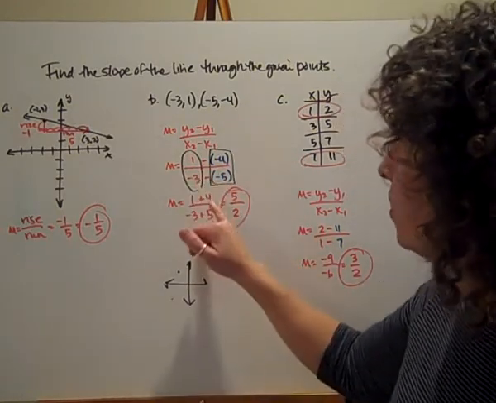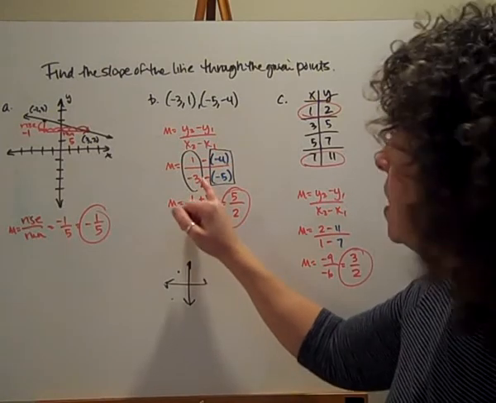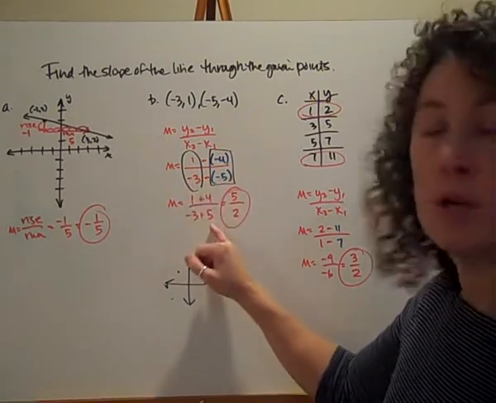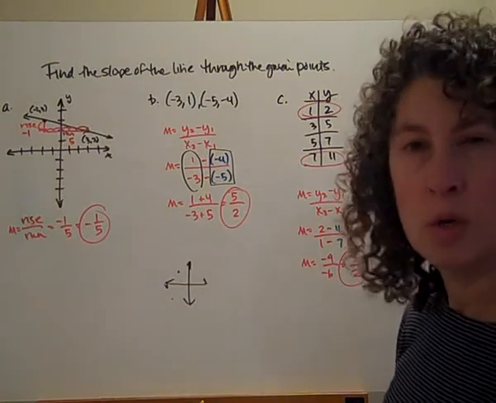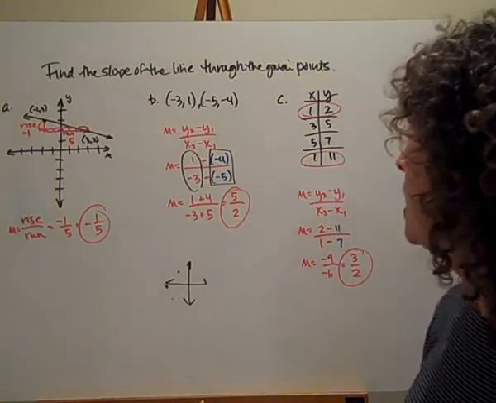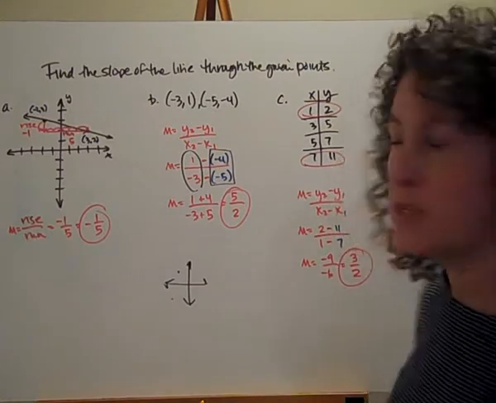So 1 minus a negative 4, I'm going to change that to 1 plus 4. Negative 3 minus a negative 5, I'm going to change that to negative 3 plus 5. That gives me 5 over 2. So fairly steep slope.